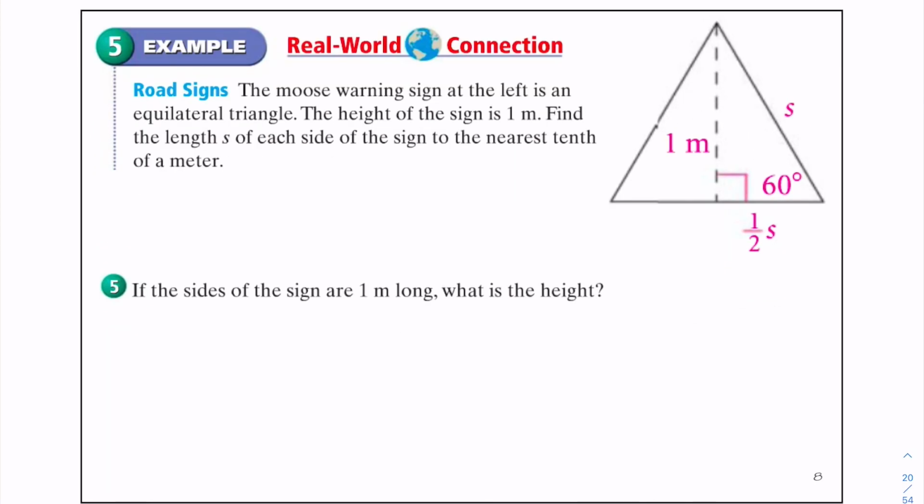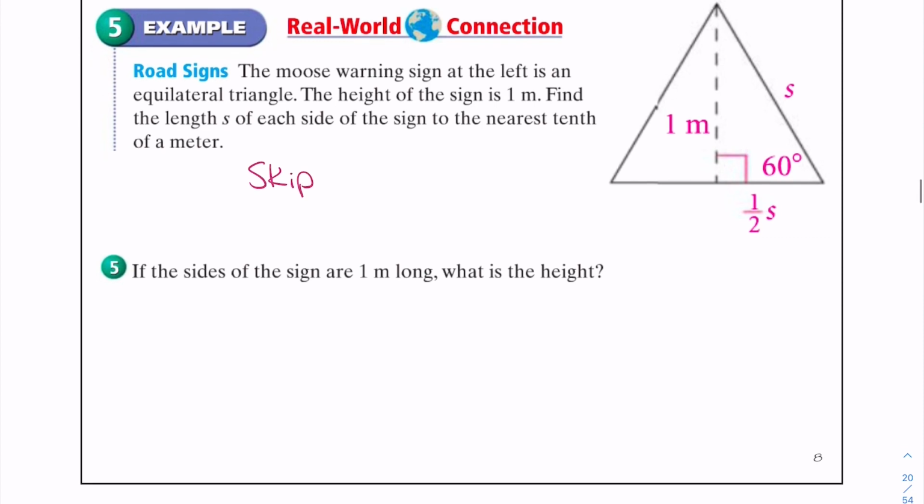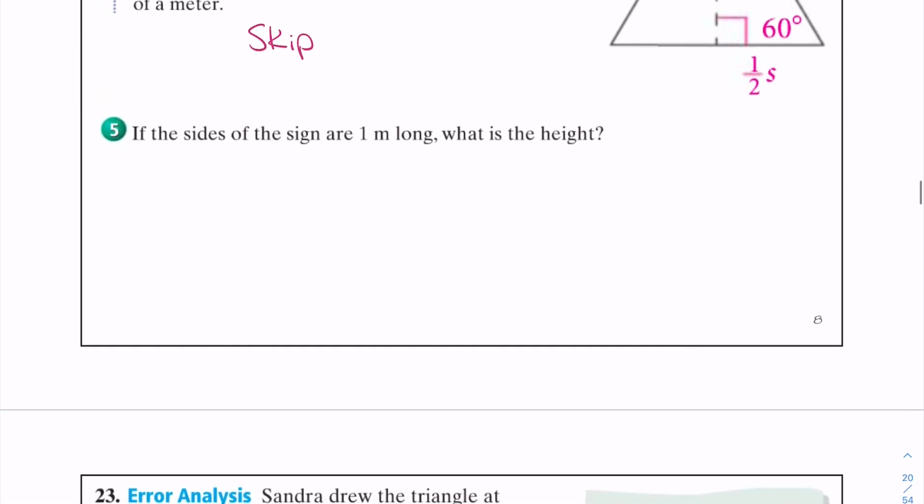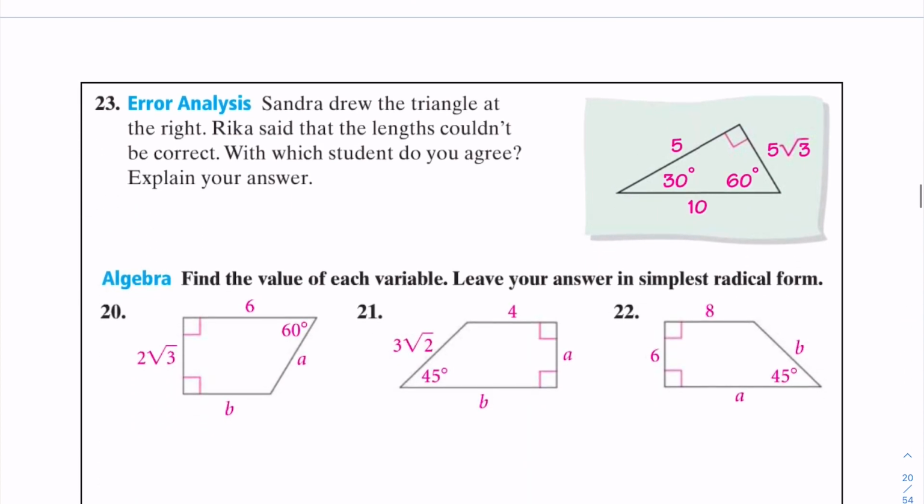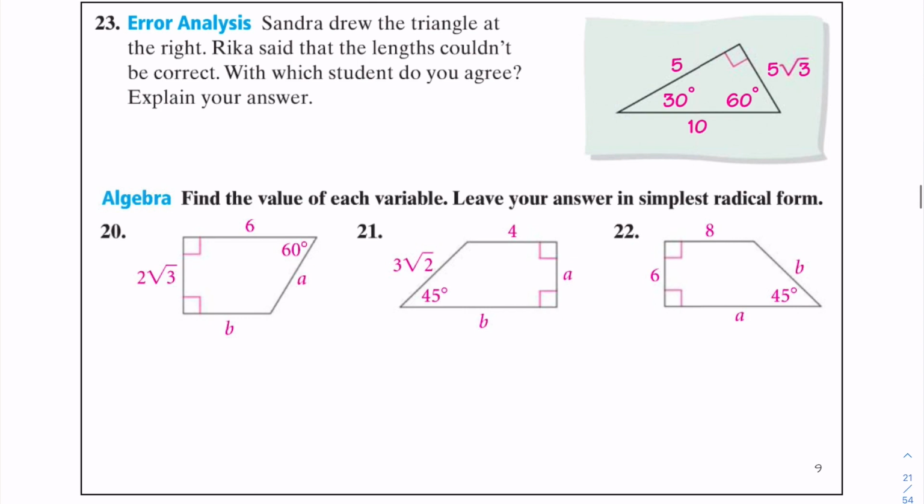All right, so let's skip this problem because this video is already getting quite long. It's not going to change anything because we still have a few 30-60-90s to do. So let's go on to 23, error analysis. Sandra drew the triangle at the right. Rika said that the lengths couldn't be correct. With which student do you agree, and explain your answer?